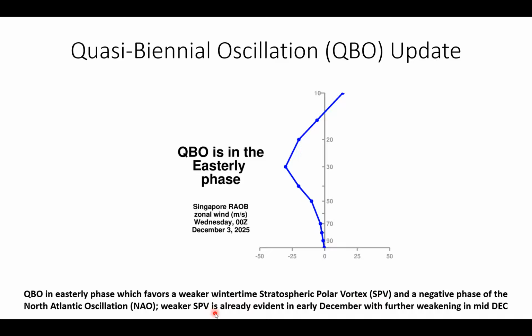And we're already seeing this. A weaker SPV is already evident. We already see a weaker polar vortex evident in early December with stretching events. And we do expect, the modeling is suggesting, another weakening or stratospheric warming in middle December.